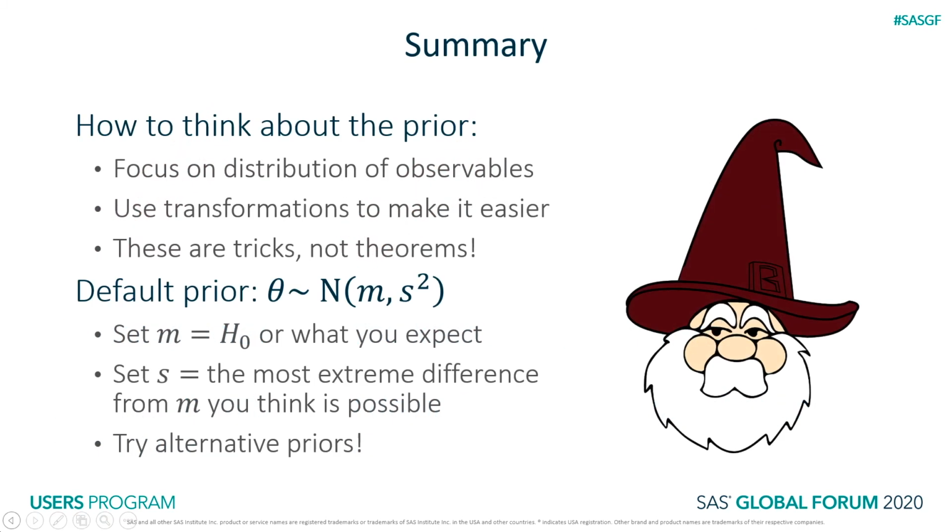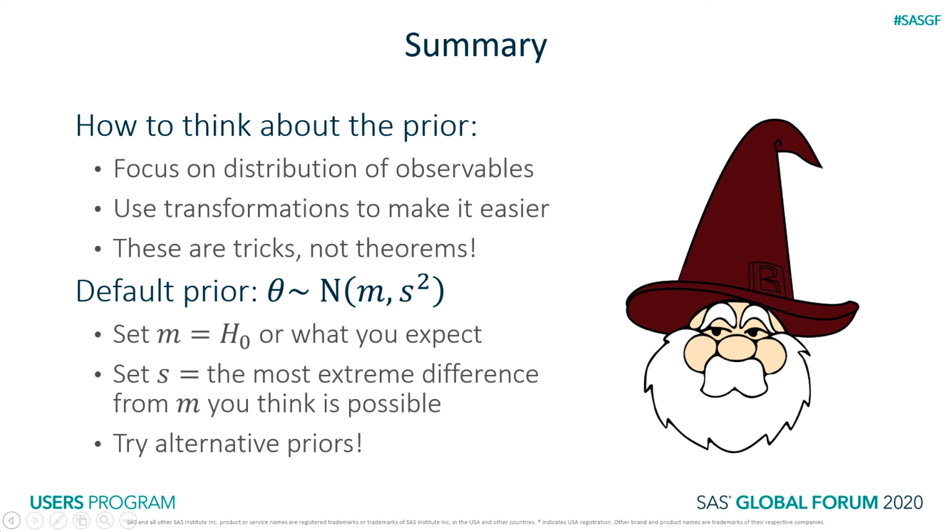So we chose some priors. We went through some examples. I want to sort of summarize the basic ideas here outside of the examples. The main ideas for how to think about the prior are to focus on the distribution of observables, because data is easier to think about than parameters, and then use transformations to help translate these intuitions about data into intuitions about parameters. Transform everything. Transform everything you can.